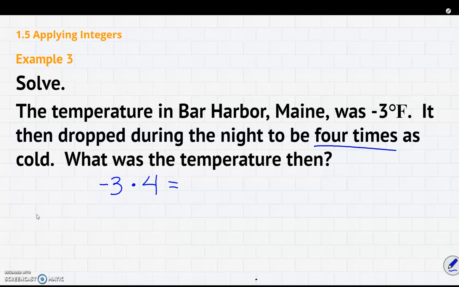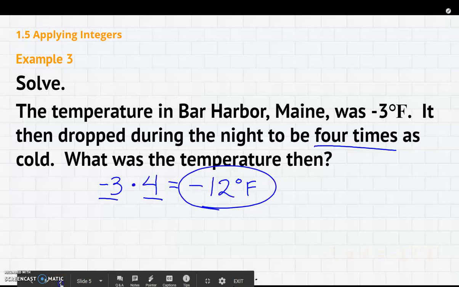Okay, now let's use our multiplication rules. So my first question would be, do they have same signs or different signs? Well, they have different signs. This one is negative, this one is positive. And if they have different signs, you know your final answer will be negative. Okay, that's right in your booklet. Different signs, negative answer. And we know that 3 times 4 is 12. Okay, so negative 12 degrees Fahrenheit was the temperature at night. So negative 12 is 4 times as much as negative 3.